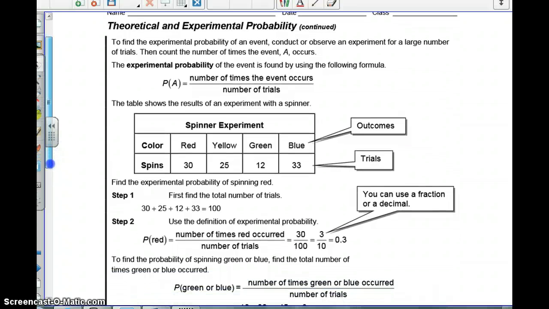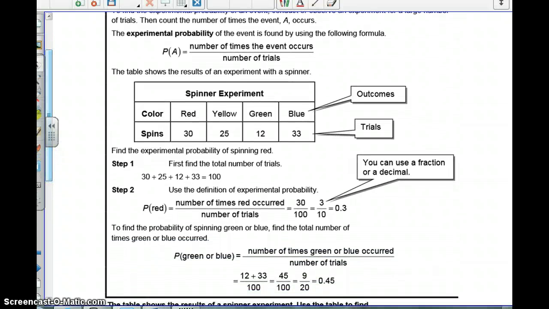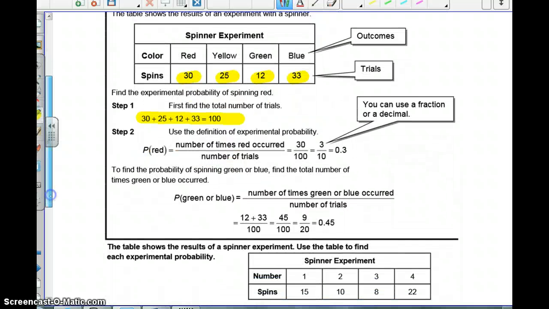So the table shows the results of an experiment with a spinner. So someone did an experiment just like we did in class yesterday, and they discovered that they had 30 red, 25 yellow, 12 green, and 33 blue. Okay? That is a total of 100 trials. So if I want to find the probability of red, I look at the chart. There were 30 red out of 100. So the probability is 3/10 or 0.3.